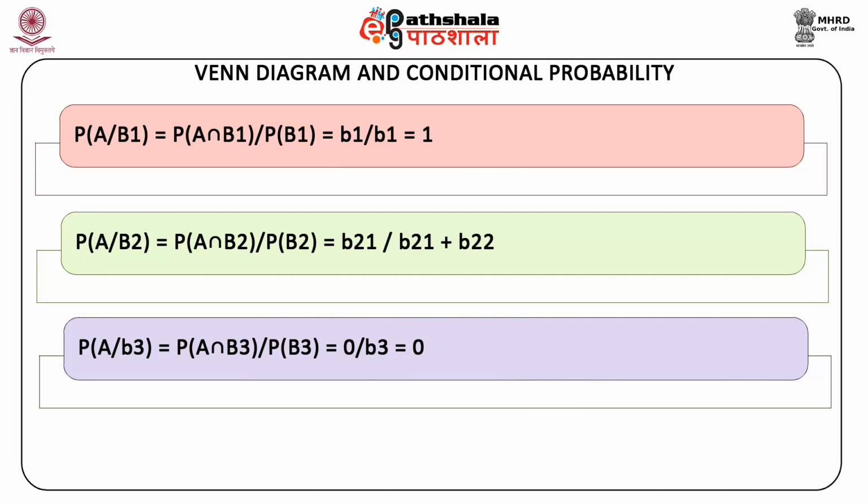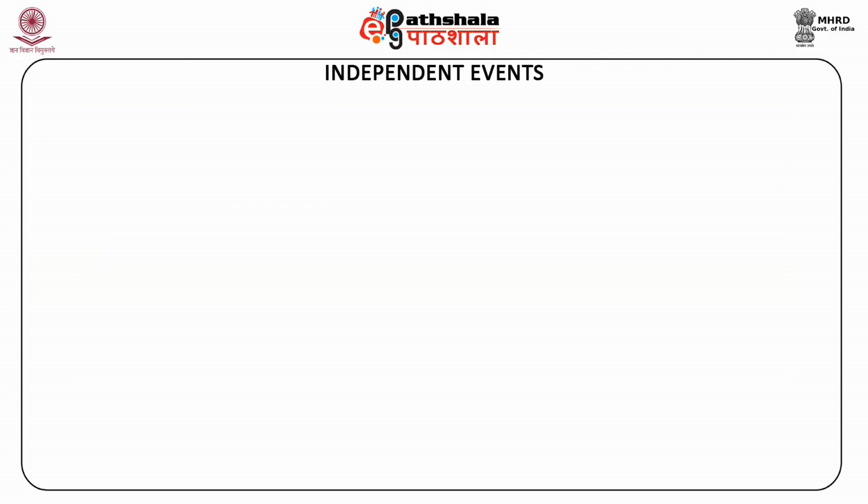Probability of A given B3 is equal to probability of A intersection B3 upon probability of B3, which is equal to 0 upon B3, which is equal to 0. Thus, we can see that as the condition of given events changes, the probability of event A also changes. Further, we shall understand the meaning of independent events.